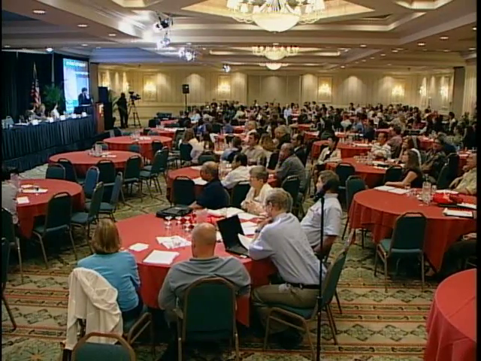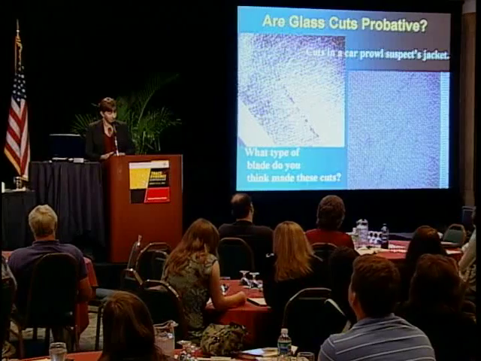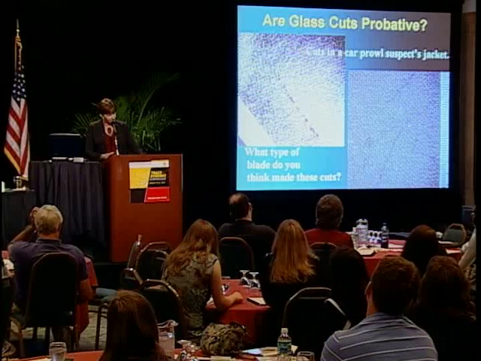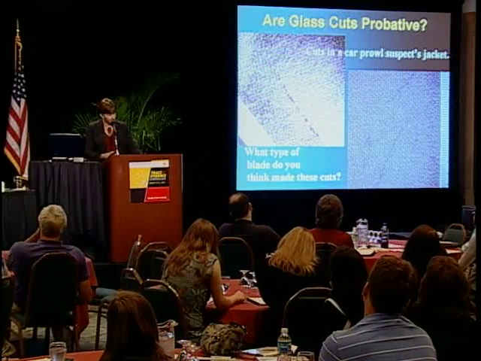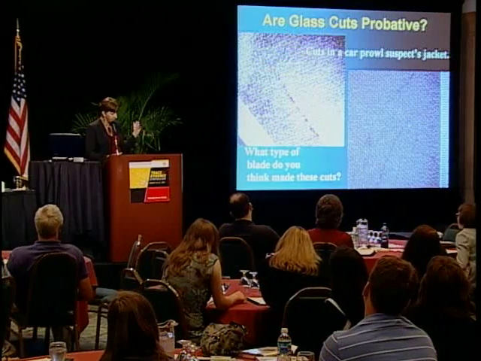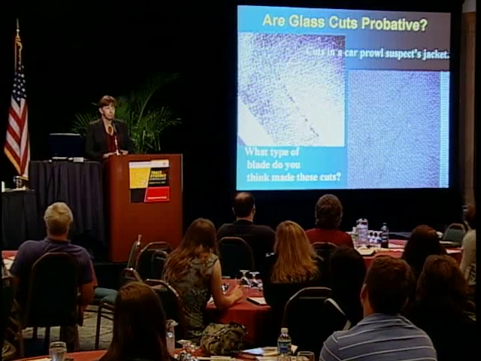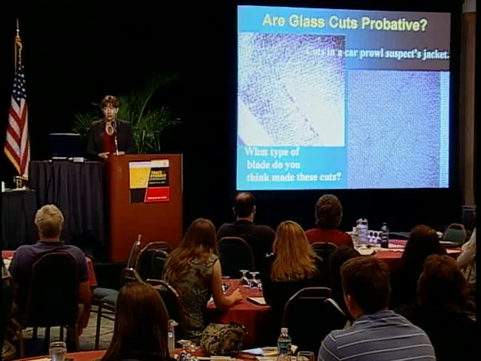So the question we're left with is how probative are glass cuts? This was a car prowl suspect's jacket. I had more pictures than these two, but I thought these two were fairly representative of the cuts observed in his jacket. This was a case which I know none of you have ever had to deal with, where the detectives had not collected any control glass and just wanted to know if there was glass on the jacket.